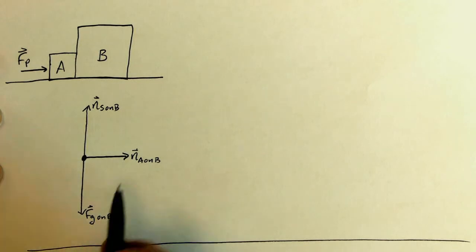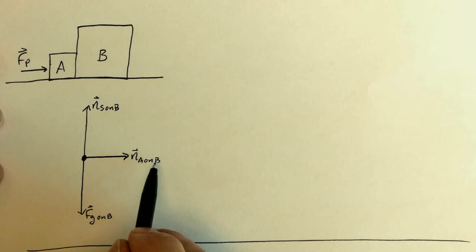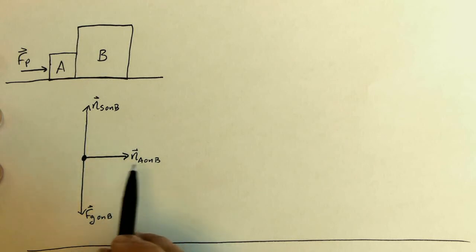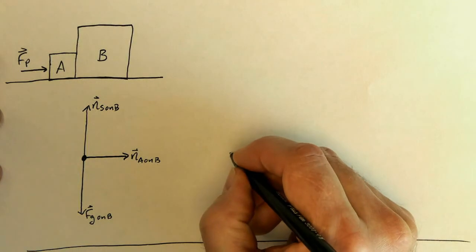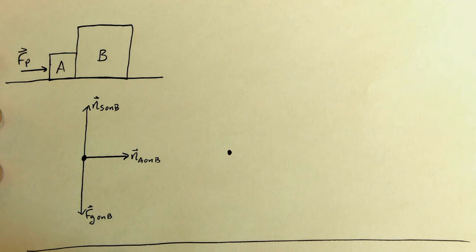Now with that, I can see that there is a net force in the horizontal direction to the right, which means there must be an acceleration to the right. Okay, well, let's pause on that for a second. Let's go look at A. So block A, I draw a dot to represent block A.